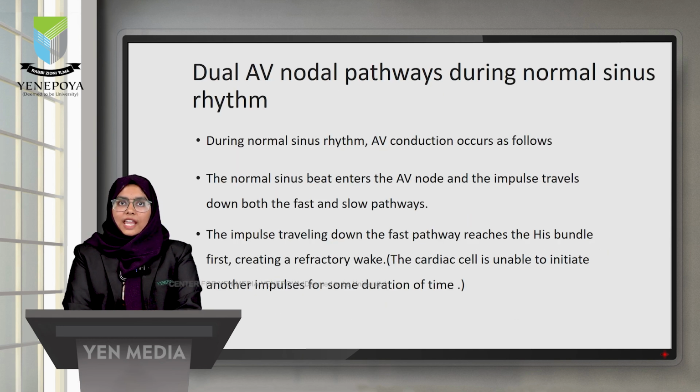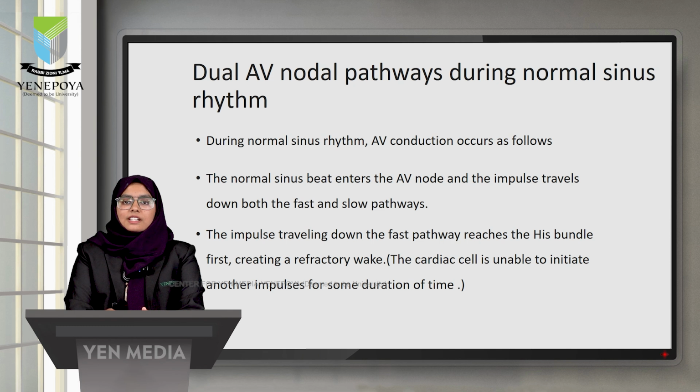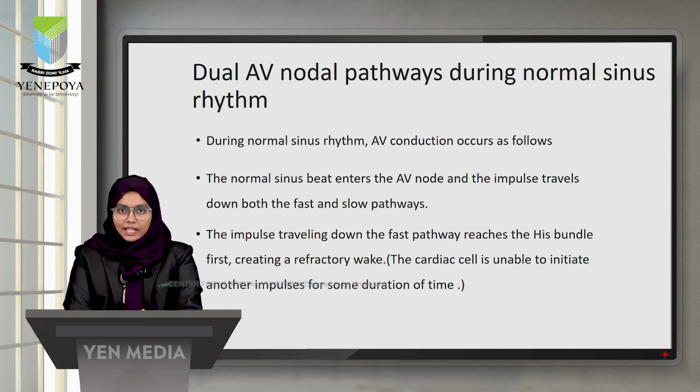Next is dual AV nodal pathways during normal sinus rhythm. During normal sinus rhythm, AV conduction occurs as follows. The normal sinus beat enters the AV node, and the impulse travels down both the fast and slow pathways. The impulse travelling down the fast pathway reaches the His bundle, creating a refractory wake, or refractory period. That means the cardiac cell is unable to initiate another impulse for some duration of time.